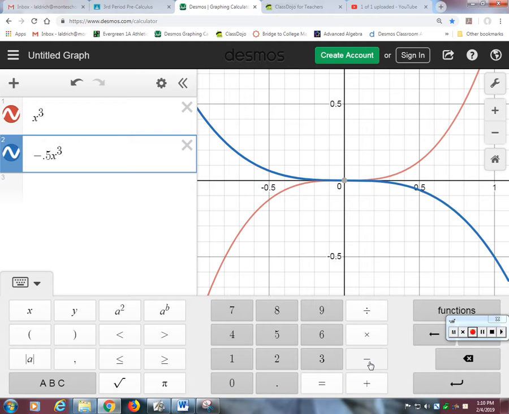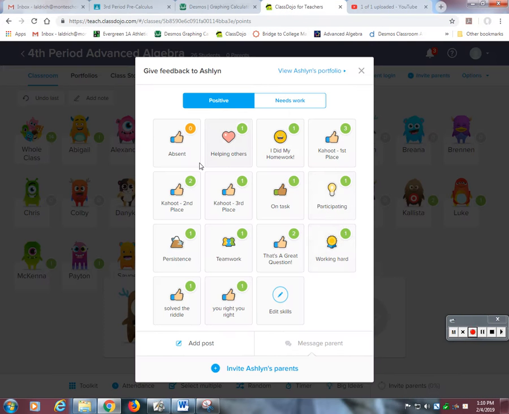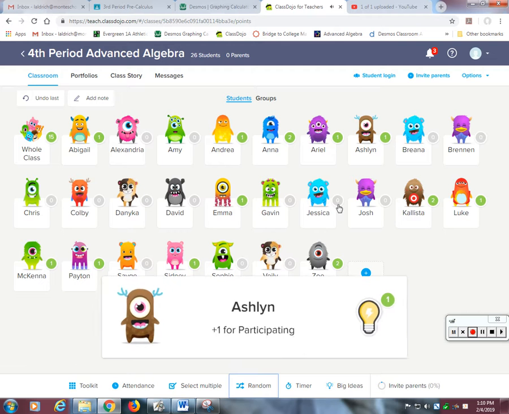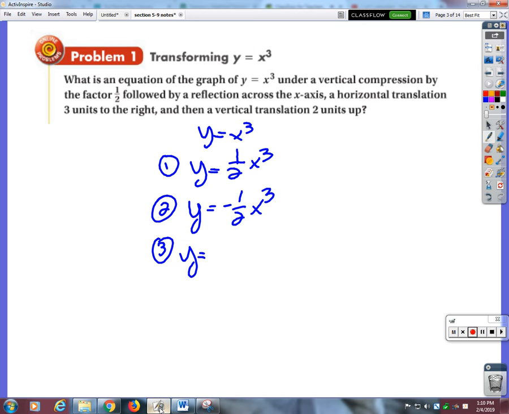So, okay, well, let's do the next thing, shall we? The next thing then is we want to move it 3 units to the right. Okay, so let's see how we can do that. Alexandria, how can I take that graph and move it 3 units to the right?